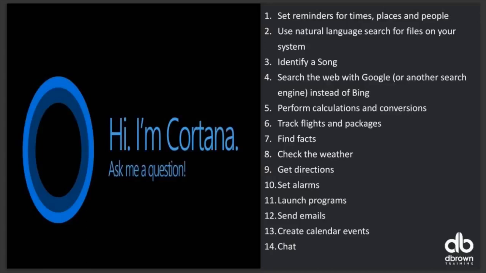Set reminders for times, places, and people. Use natural language searches for files on your system. Identify a song. Search the web with Google, or even Bing, really, which is the default search engine for Microsoft. Perform calculations and conversions, track flights, find facts, check the weather, get directions, set alarms, launch programs, send emails, create calendars, events, and chat.